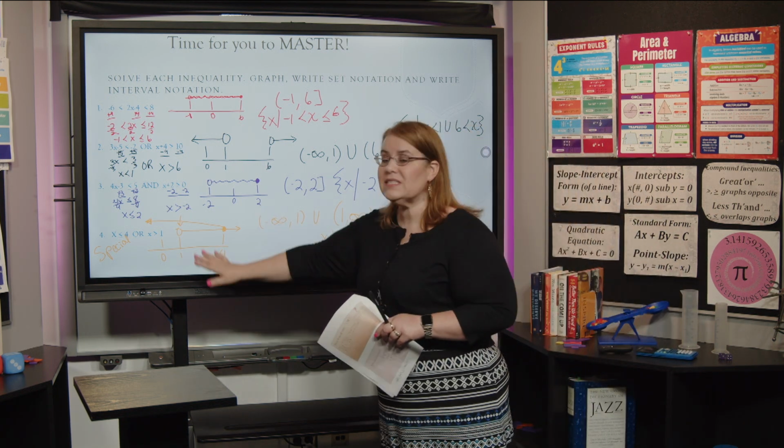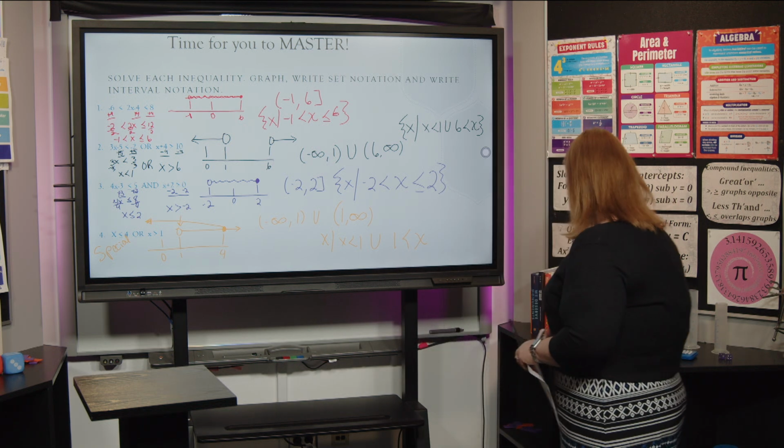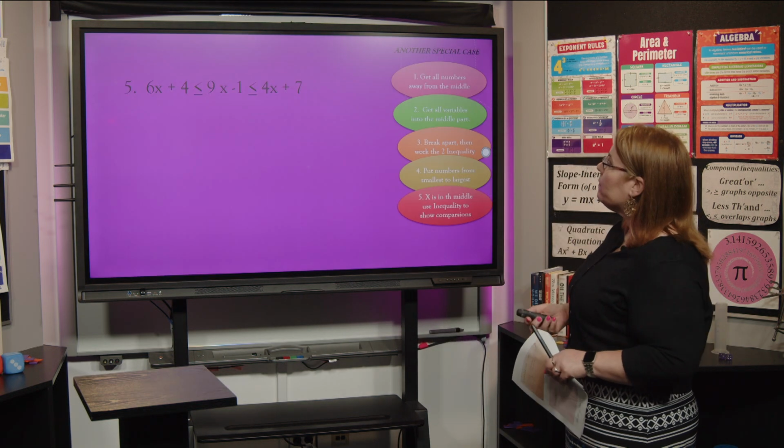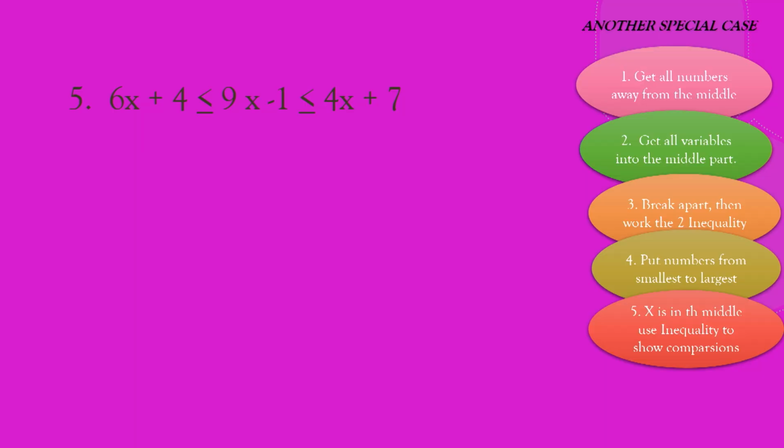Even though this is what we've seen, I do have these limitations. All right, so that is another special case we have to be careful with. All right, so here's another one. Okay, number 5: 6x plus 4 is less than or equal to 9x minus 1, which is less than or equal to 4x plus 7.